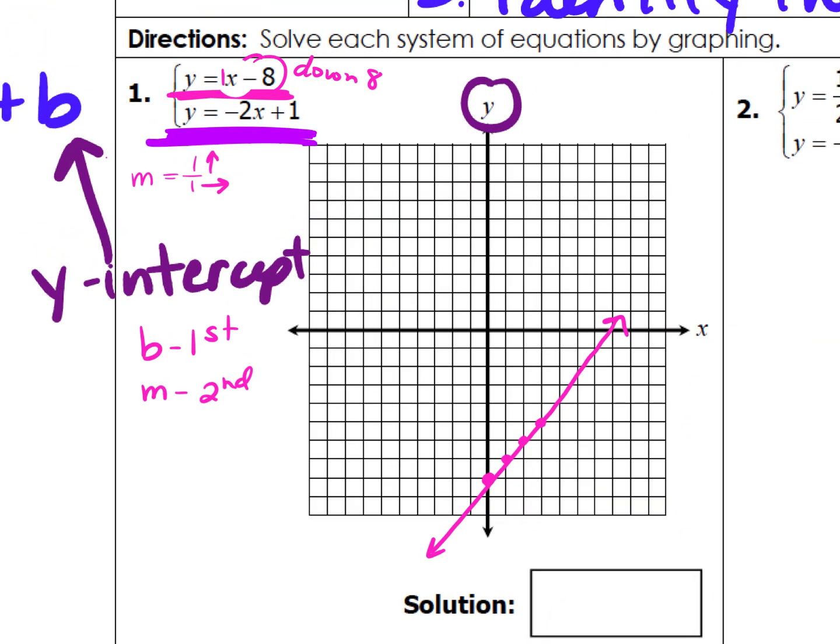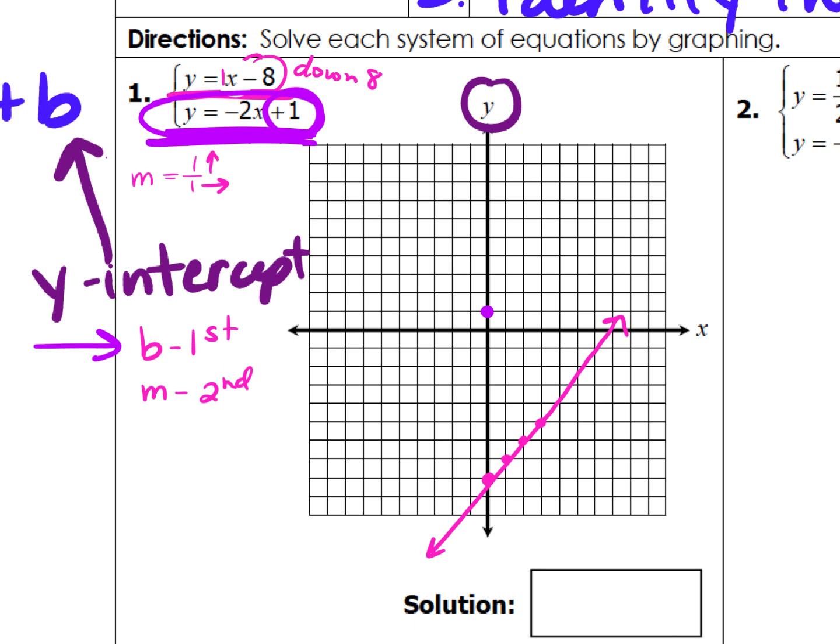Okay, now let's apply that same idea to the second line. So now you have y equals negative 2x plus 1. What do you plot first? Your m or your b? Your b. Okay, my b right now is what number? A positive 1. So if it's a positive 1, where do we move? Up 1. Okay, so that's here.